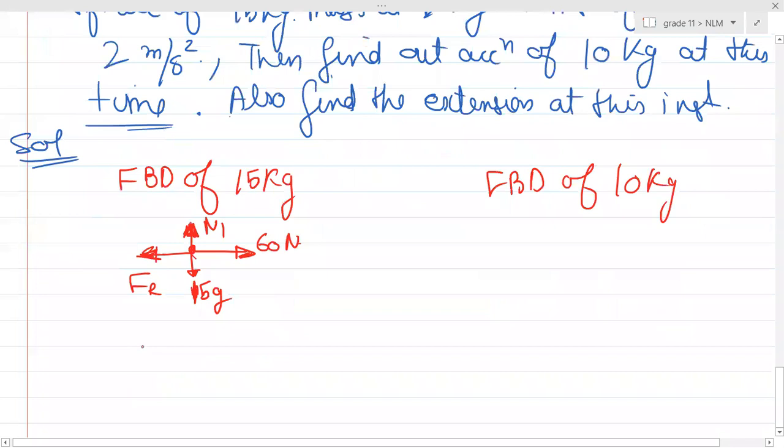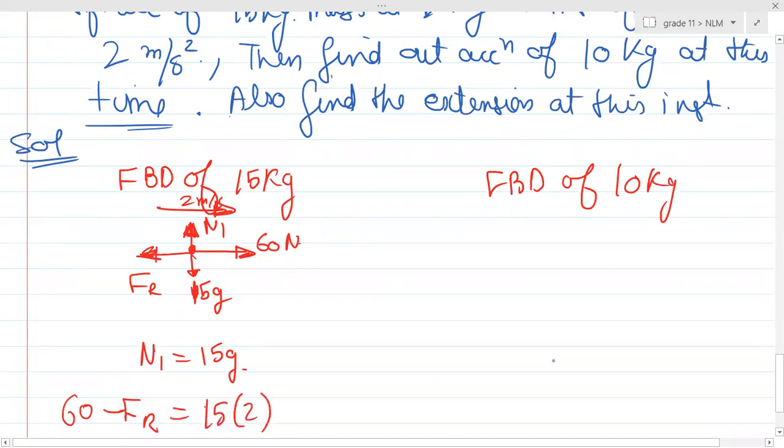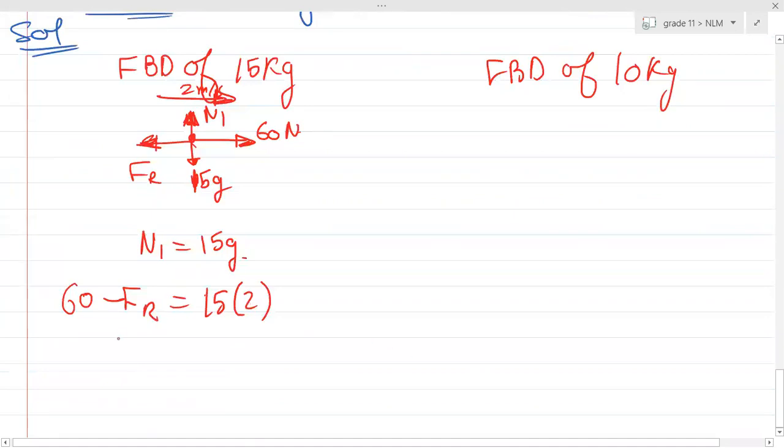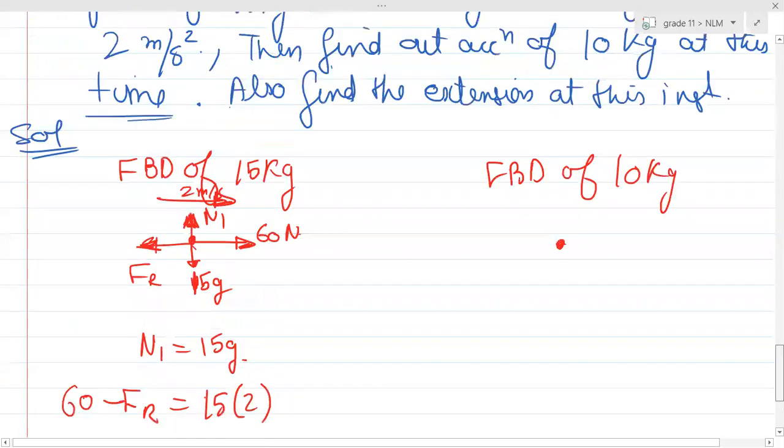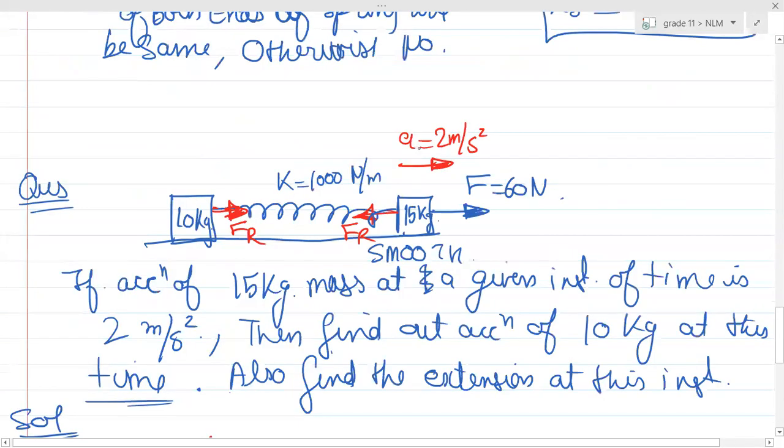So N1 is basically 15g and this block was accelerating 2 meter per second square. So 60 minus FR is equal to 15 multiplied by a. So from here you can calculate FR. Can you see FR will be 60 minus 30, which is 30 Newton. So the restoring force is basically 30 Newtons, right?